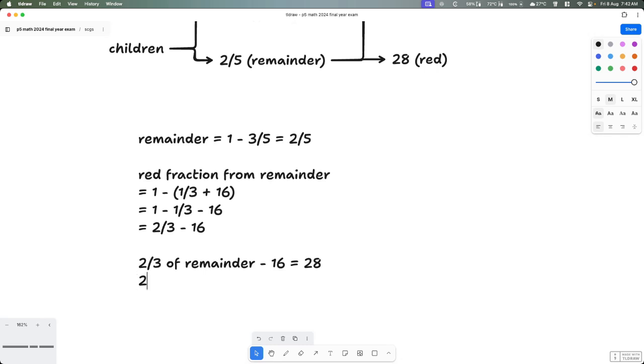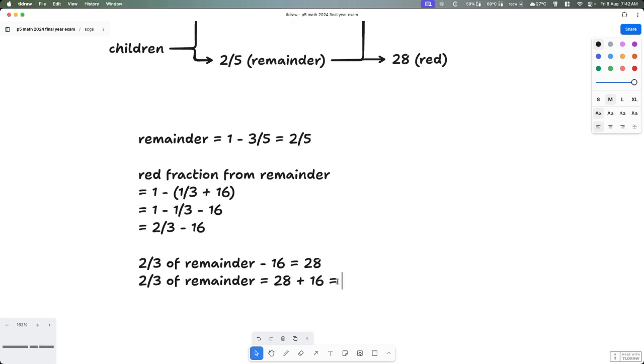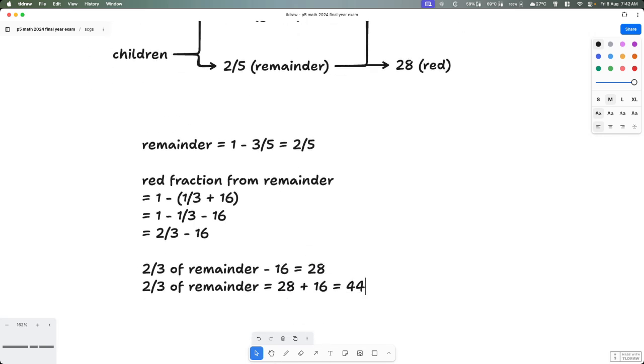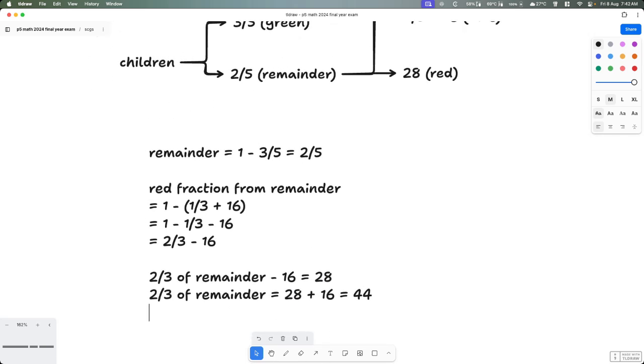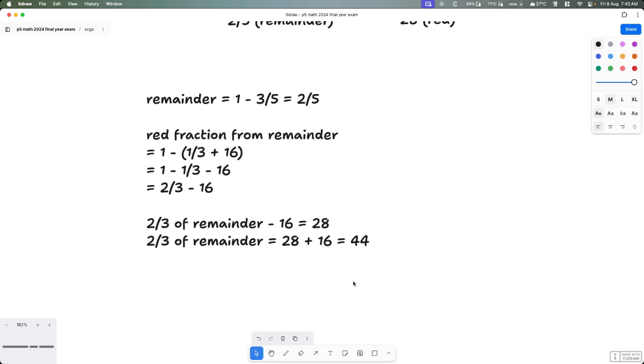So 2 thirds of remainder is equal to 28 plus 16. Let's use our calculation: 28 plus 16 will give us 44. Great. Then what we can do is find the whole remainder. So one third of remainder is equal to 44.